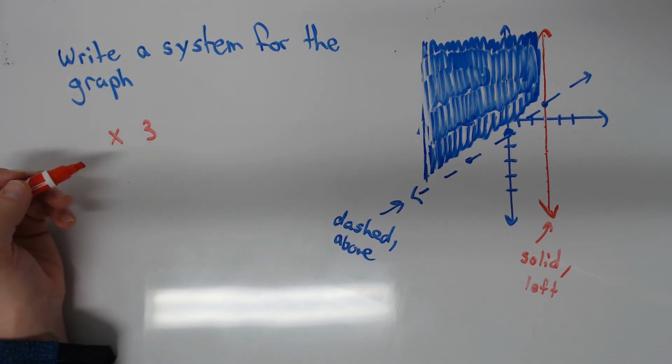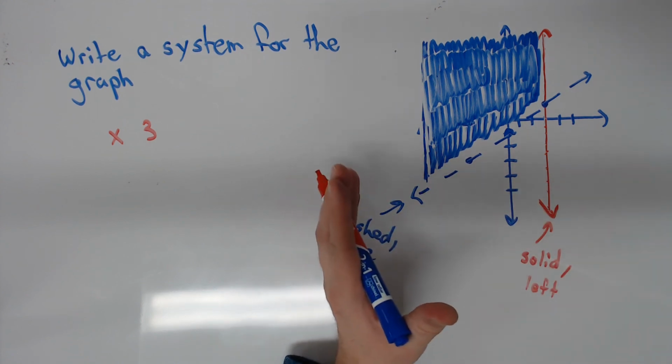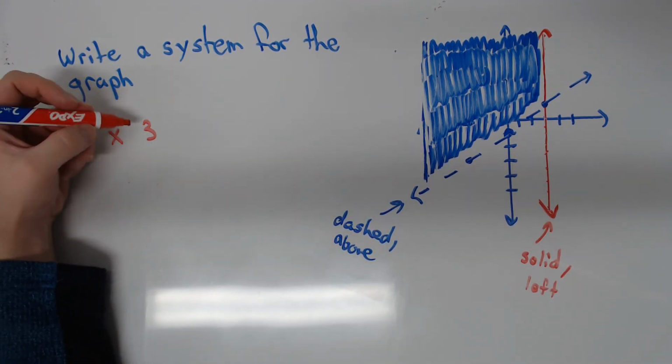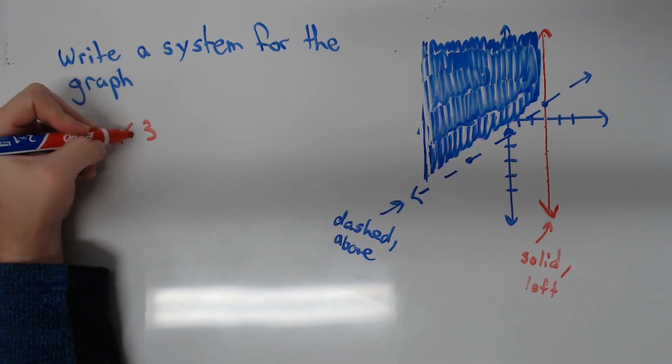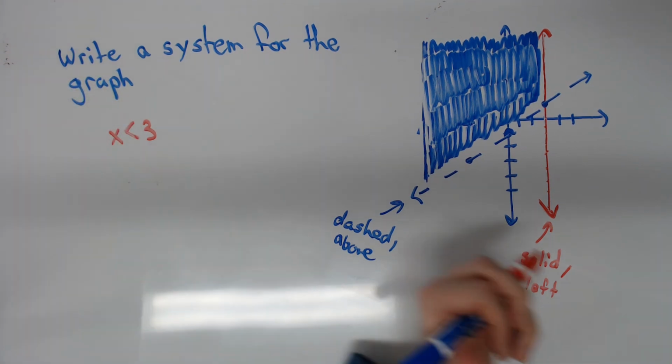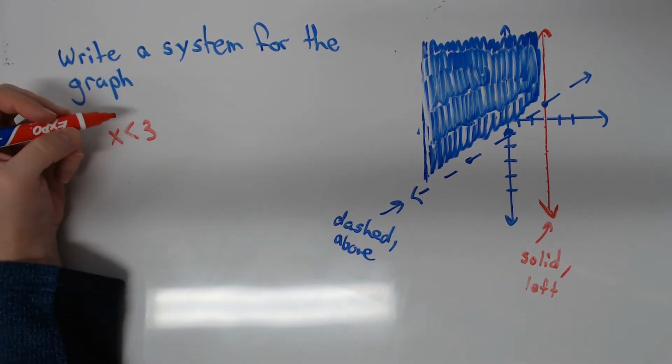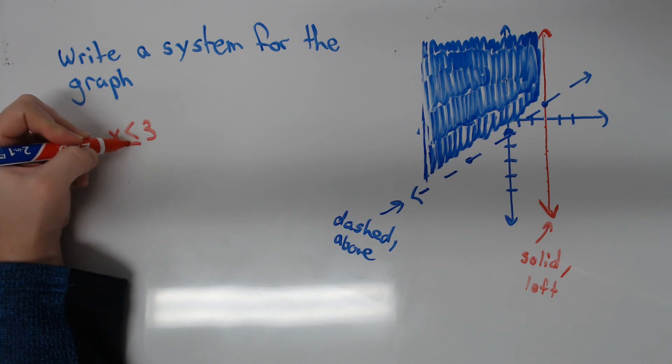Well, is left the smaller numbers or the bigger numbers? That should be the smaller side. So this is x less than 3. Everything's smaller than 3. And because it's solid, we include the or equal to.